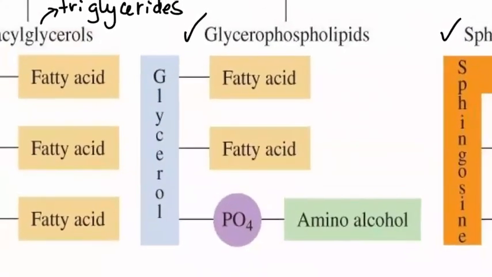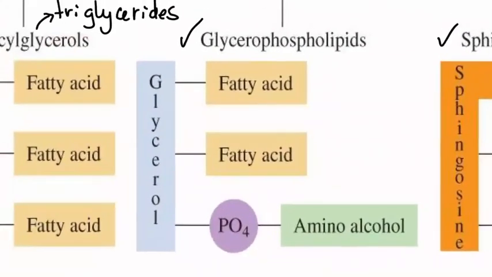phospholipids is going to be specifically this third one. So a glycerol phospholipid has a glycerol molecule connected to 2 fatty acids, and is also connected to a phosphate group, and is connected to an amino alcohol, okay? All of that is one molecule of glycerol phospholipid.